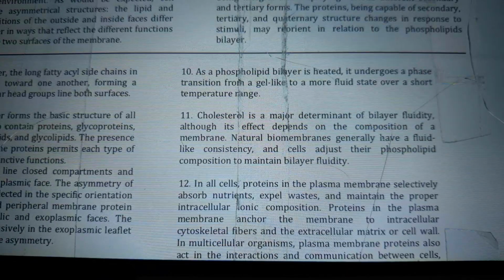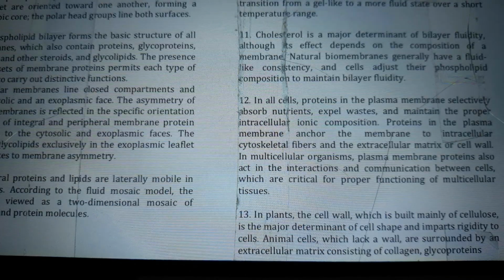Proteins may be integral or peripheral, probably most being integral and displaying various different secondary and tertiary forms. The proteins, being capable of secondary, tertiary, and quaternary structure changes in response to stimuli, may reorient in relation to the phospholipid bilayer. In a phospholipid bilayer, the long fatty acyl side chains in each leaflet are oriented towards one another, forming a hydrophobic core. The polar head groups line both surfaces.